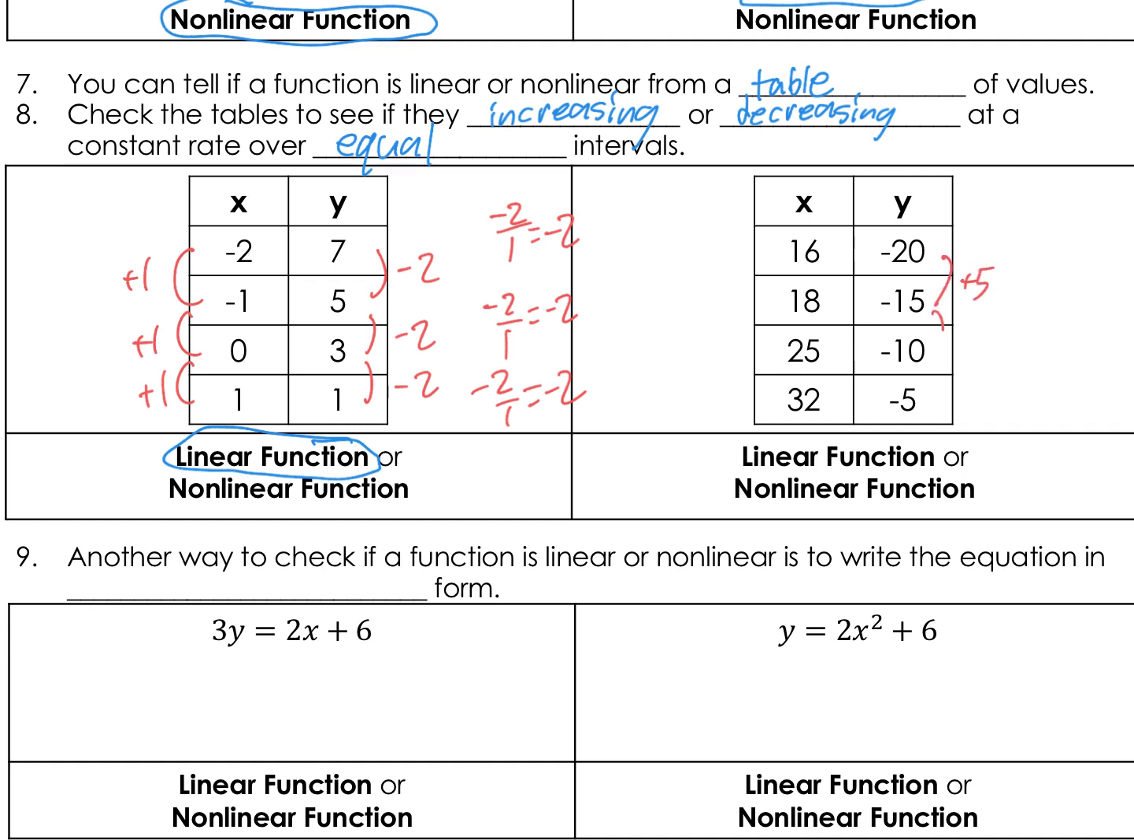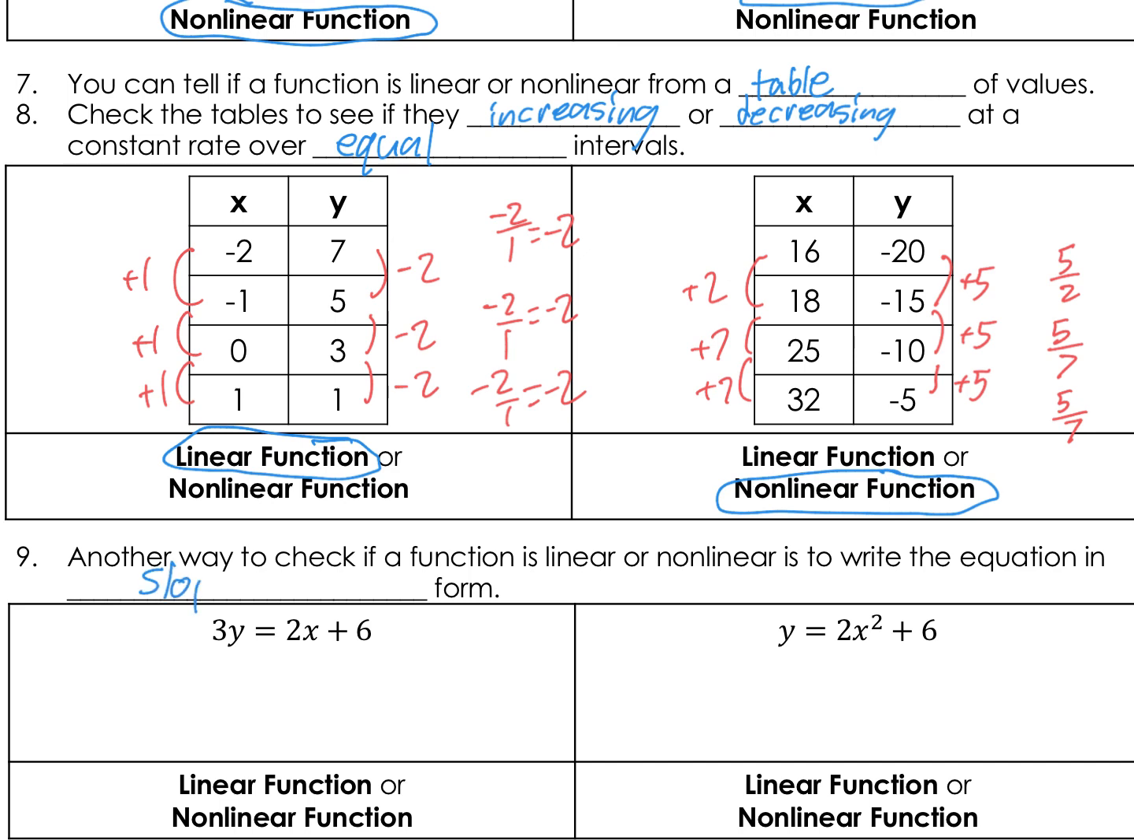For the function on the right, the y value keeps changing by +5. However, the x value changes by different values. So from 16 to 18 is +2, but from 18 to 25 is +7, and from 25 to 32 is also +7. This gives us a slope for the first 2 points of 5 over 2, and for the second set of points and the third set of points of 5 over 7. Since the rate of change or slope changes, we have a nonlinear function.